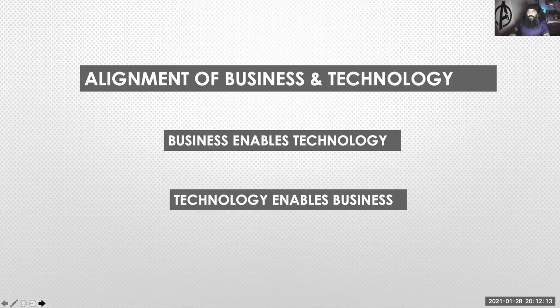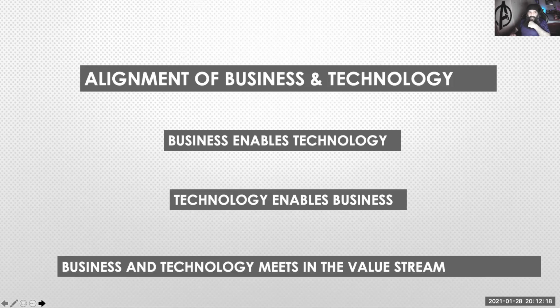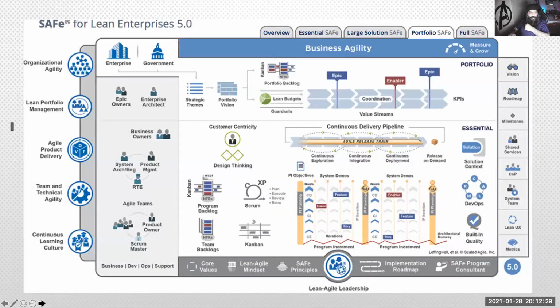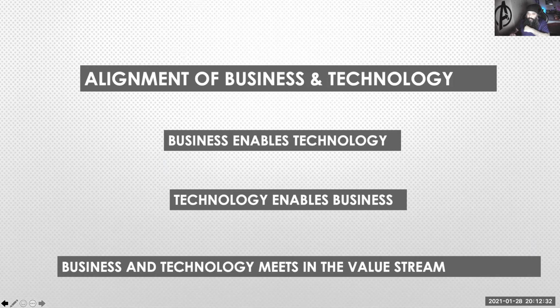But then the way you start looking at organizations as value streams, what happens? The business and technology are meeting in the value stream, right? Both business and technology meet in the value stream. Why? We understand what the market wants, right? We are building for what the business needs, and in order to deliver what the business needs, we are also ramping up the technology side, so that you are enabling more business. Why? The entire teams are focusing on value delivery, right?